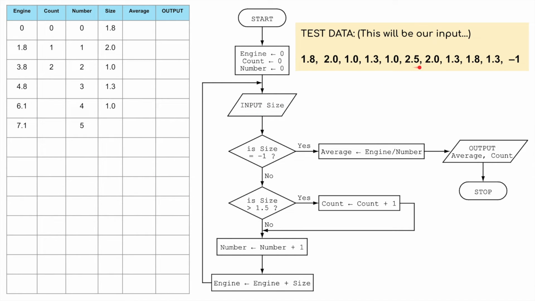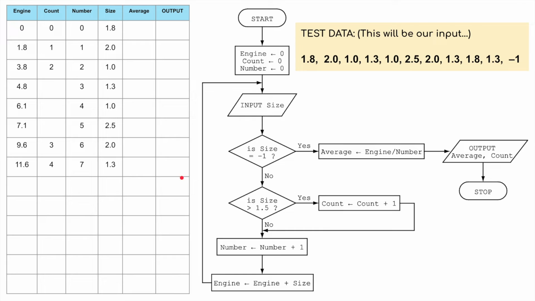What have we got next? 2.5. So now, because we've gone 2.5, we're adding 1 to the count, because it's greater than 1.5. We add 1 to the number, and we add to the engine size. Okay, now we're on 2, so we add 2 here. Again, 2 is greater than 1.5, but it's not minus 1. So we add 1 to the count, 1 to the number, we add to the engine size, so it's now 11.6, and we come around again.